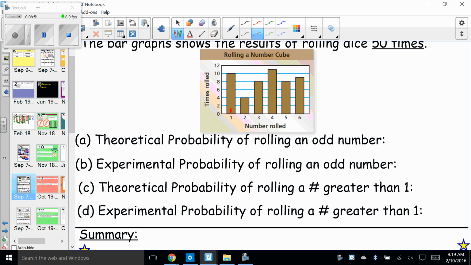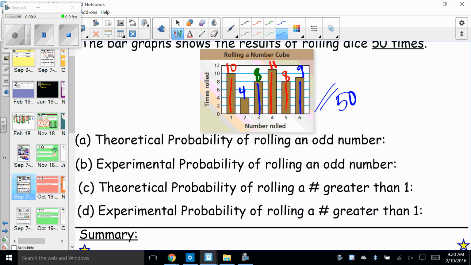If we follow the bar graph up, it looks like we rolled a 1 10 times. We rolled a 2 4 times. Followed up, we rolled a 3. It looks like 8 times. We rolled a 4, looking like 11 times. And we rolled a 5, looking like 8 times. We rolled a 6, 9 times. Very important that we write those numbers on the end of the bar so we don't have to reread that information. Total of 50 rolls.